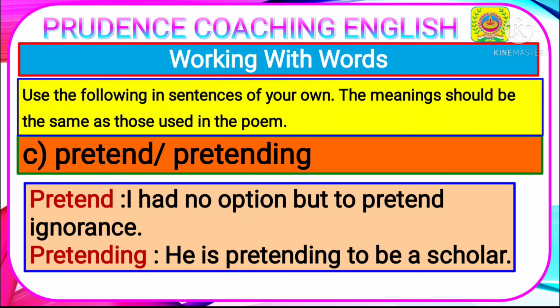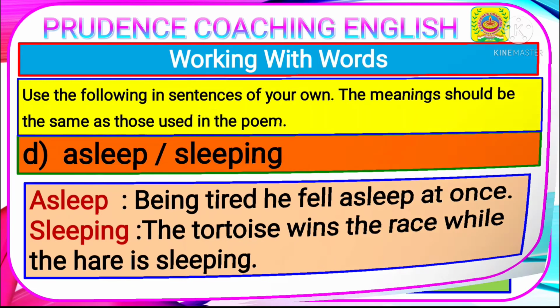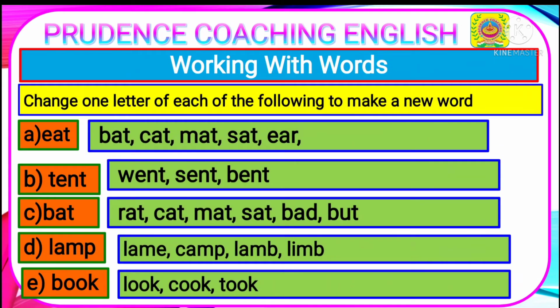Next. Pretend. I had no option but to pretend ignorance. Pretending. He is pretending to be a scholar. Next. Asleep. Being tired, he fell asleep at once. Sleeping. The tortoise wins the race while the hare is sleeping. Next we have change one letter of each of the following to make a new word.